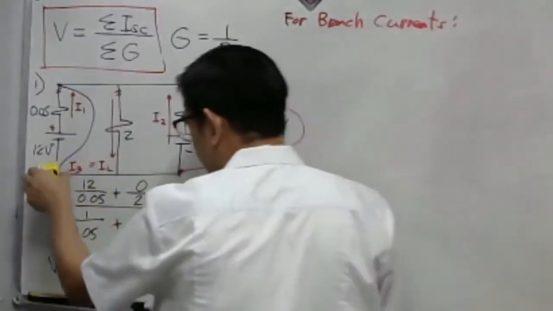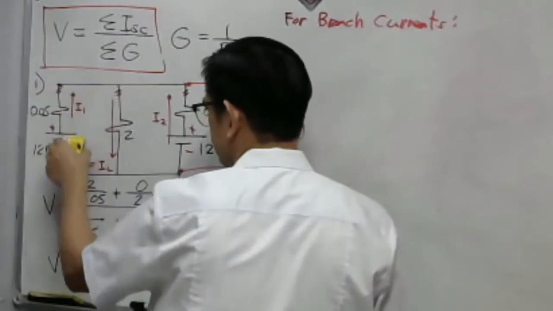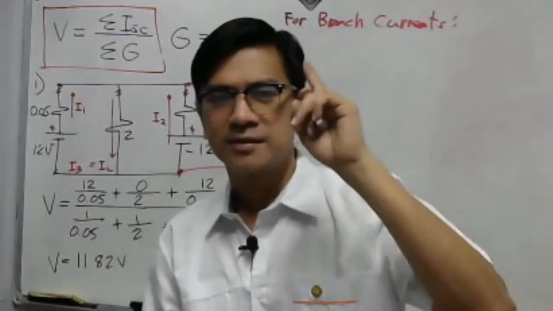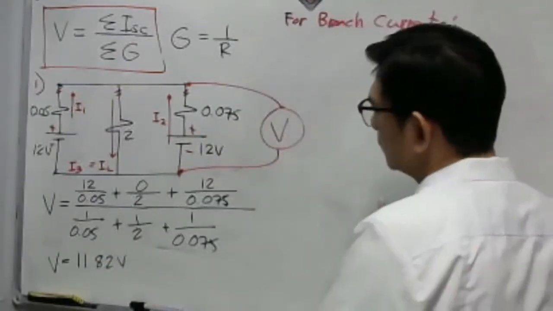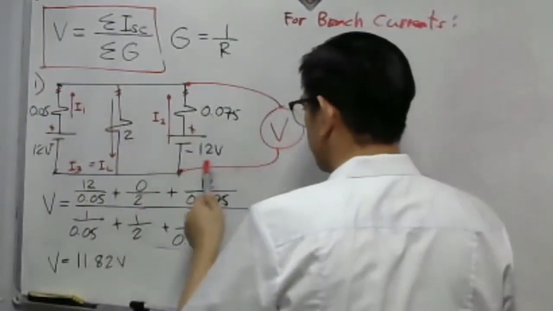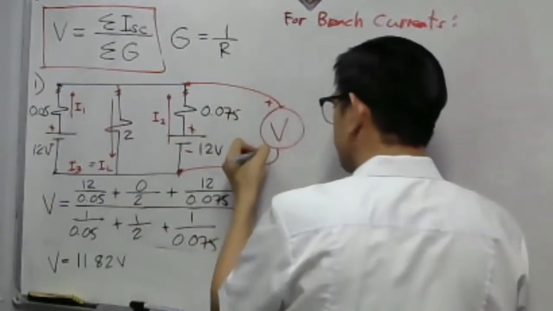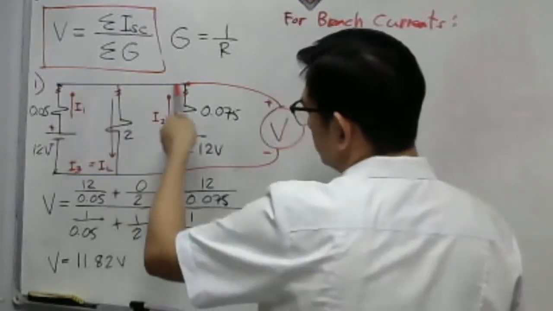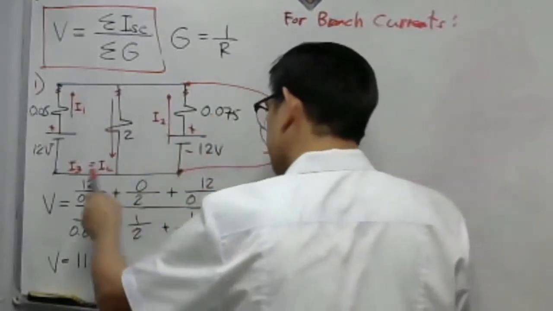I will erase this short circuiting conductor. Okay. For branch currents, we have to consider one loop, one complete loop. So this is our one complete loop. Take a look here. Let us consider this one complete loop. So I will assume that this is the positive and negative of the voltmeter. Okay. This current I sub 1, let it flow here. Okay.